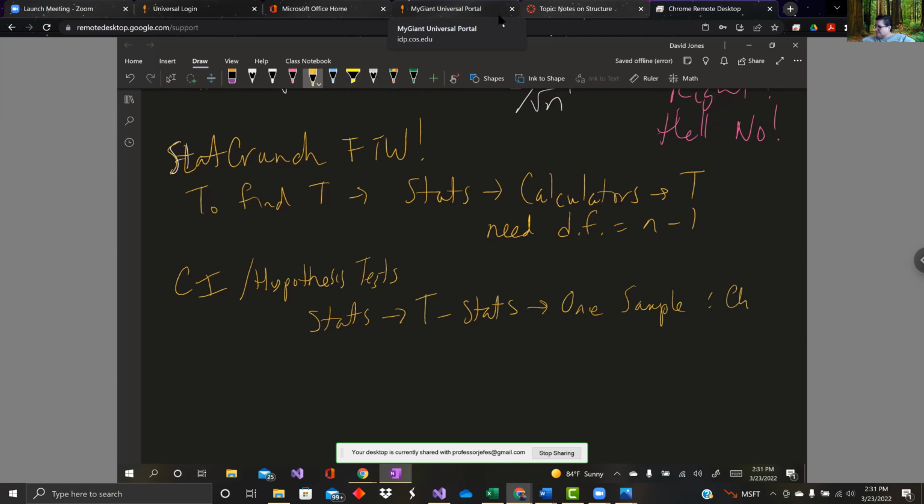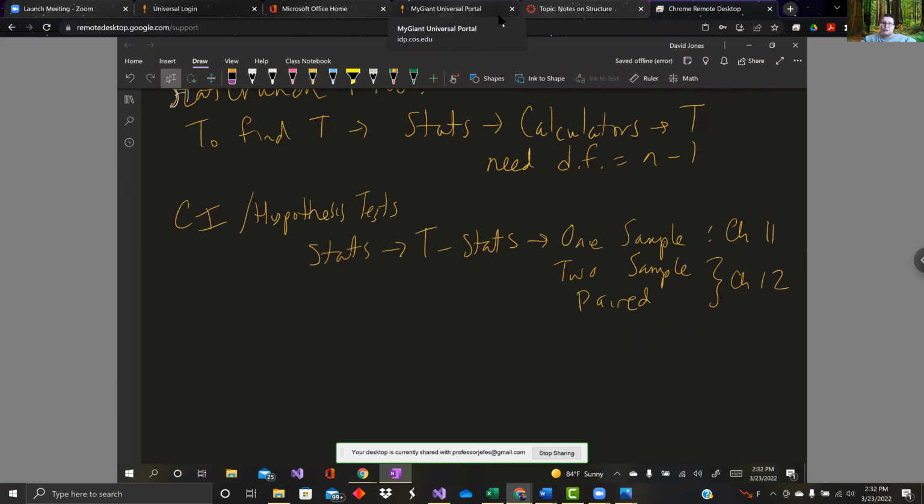and that's chapter 11. We've got 2 sample and paired. And these 2 are both in chapter 12. All of our 1 sample tests are in chapter 11. 2 sample tests are in chapter 12, and 3 or more different groupings is chapter 13.